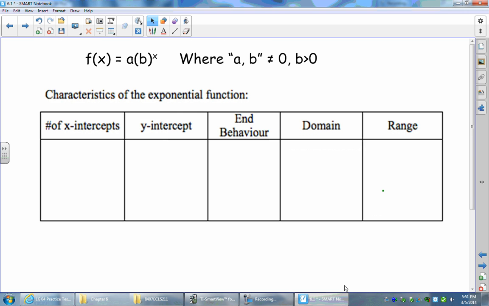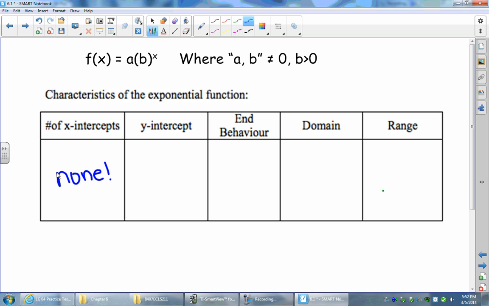Okay, so what are the characteristics of exponential functions? As you noticed in the last slide, the function never crossed the x-axis. It was always above the x-axis. So there are no x-intercepts. Okay, the exponential functions never cross the x-axis.